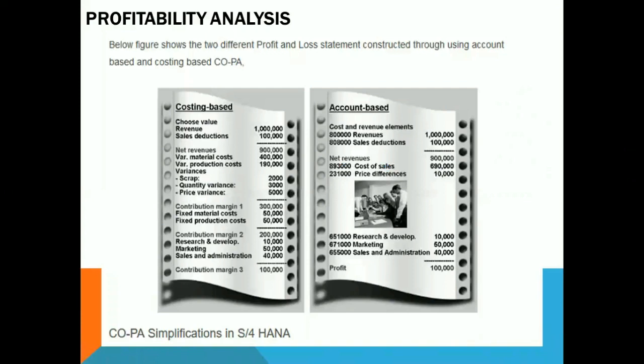So because of these two things, the price variances and the cost of goods sold account, which were not available earlier in account-based profitability analysis, most of the customers have rejected it. Now these two things I'm covering here.